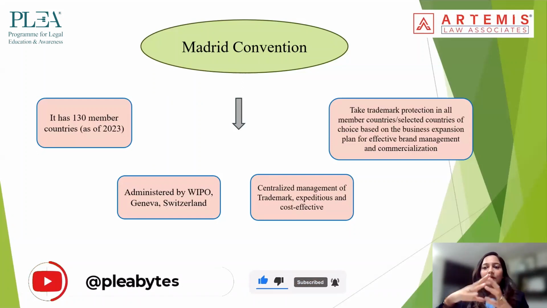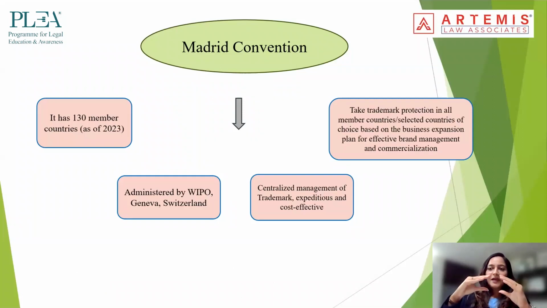The Madrid Convention is like a single application used to file trademarks in multiple jurisdictions. You don't have to go and file individually in those jurisdictions. You can file one single application, which will enable you to file the IP in multiple jurisdictions, because it is administered by WIPO, the World Intellectual Property Organization, which is based in Geneva, Switzerland. The headquarters is present there. So it's a centralized management system for trademarks. It is very cost effective and it is very fast.